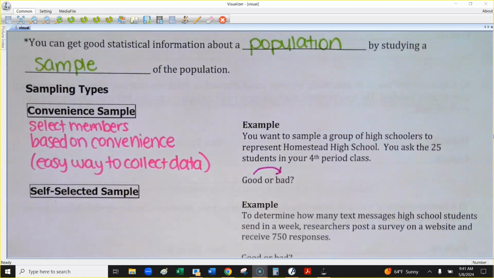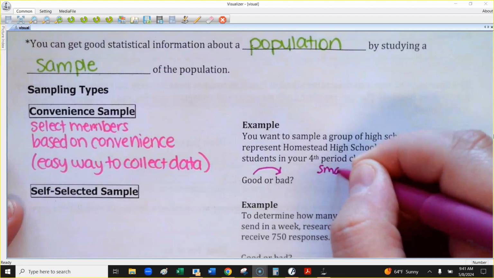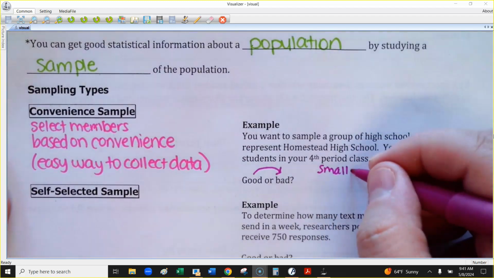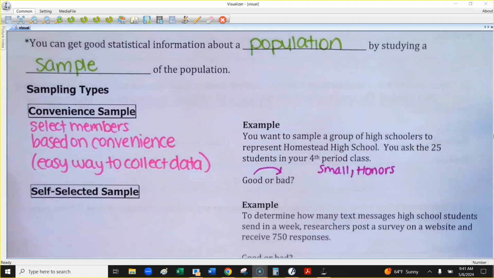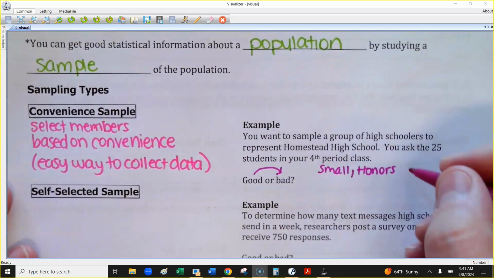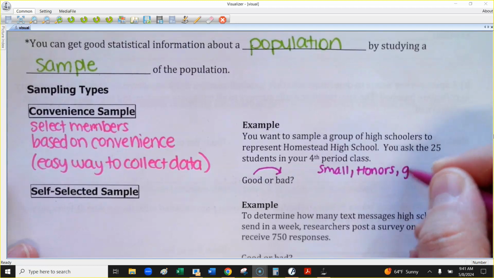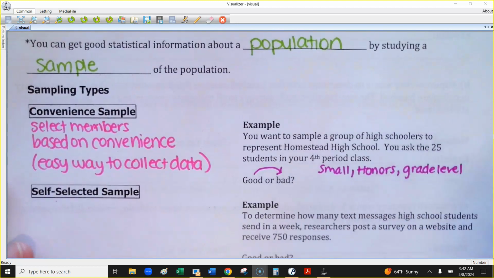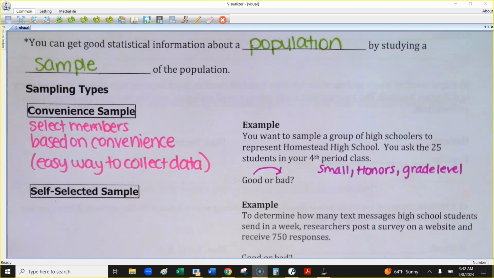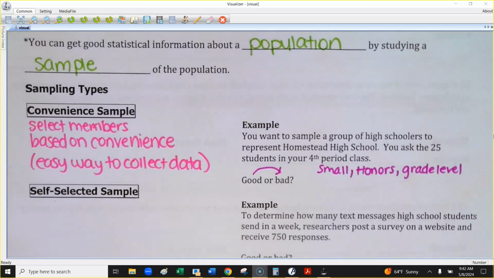What would maybe be a reason why it wouldn't be good? If I ask all you guys a question, what would maybe be a reason that's not great to represent the whole school? This is obviously small. You guys are obviously all in an honors class, so that's not representing the entire student body. Grade level, I don't have any seniors in here. So there's just different reasons you could argue. But again, it's just kind of your opinion. I'm not saying that if I were to collect data, it would be totally invalid, but it's not the greatest way to get together my sample.